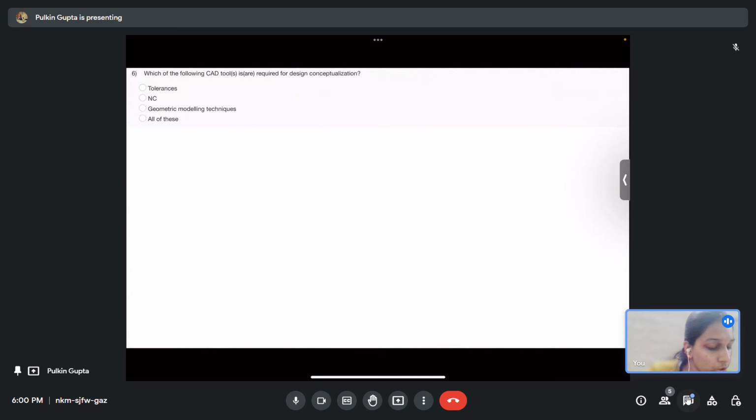Now moving on to question 6. Which of the following CAD tools is or are required for design conceptualization? Tolerances, numeric control, geometric modeling techniques, or all of these? I think this is a bit trickier one. Mr. Vedant?